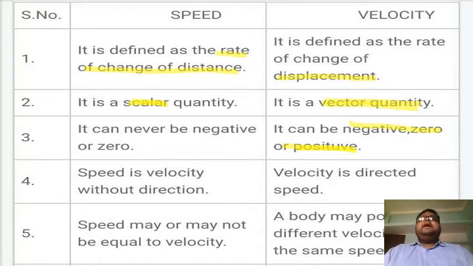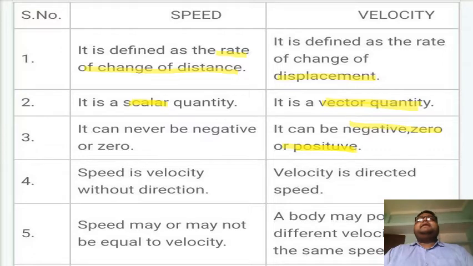So what is speed? What is the relation between speed and velocity? Speed is the velocity without the direction component. If we do not specify the direction, then it is the speed, right? So what is velocity? Velocity is directed speed. When we are describing velocity, we need to describe the direction also. Understood, students?